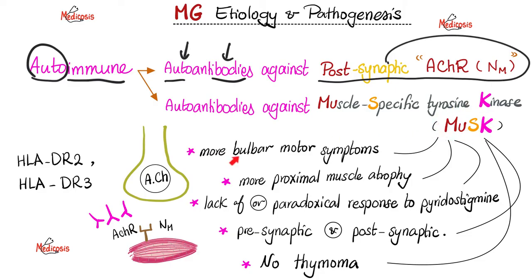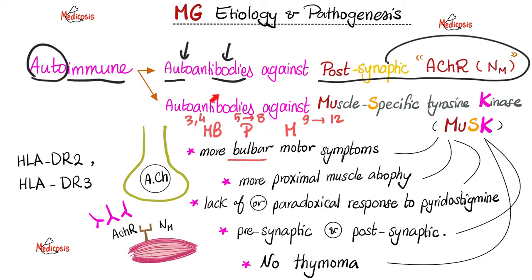Number one, they have more bulbar motor symptoms. What in the world is bulbar? Bulbar literally refers to your brainstem. And what is the brainstem? It is midbrain, it is pons, and it is medulla. Remember that cranial nerves 3 and 4 come out of the midbrain. Cranial nerves 5, 6, 7, and 8 come from the pons. And cranial nerves 9, 10, 11, and 12 come out of the medulla.